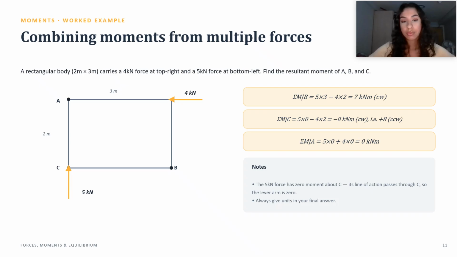Then we have about A. So the 4 will disappear because the force is going through the line of action, or the line A, where the pivot is. Same thing with 5 kilonewtons. So there is no moment at all on pivot A. The only moment we have is on pivot B and pivot C. So the rectangle will move around pivot B and pivot C, okay?